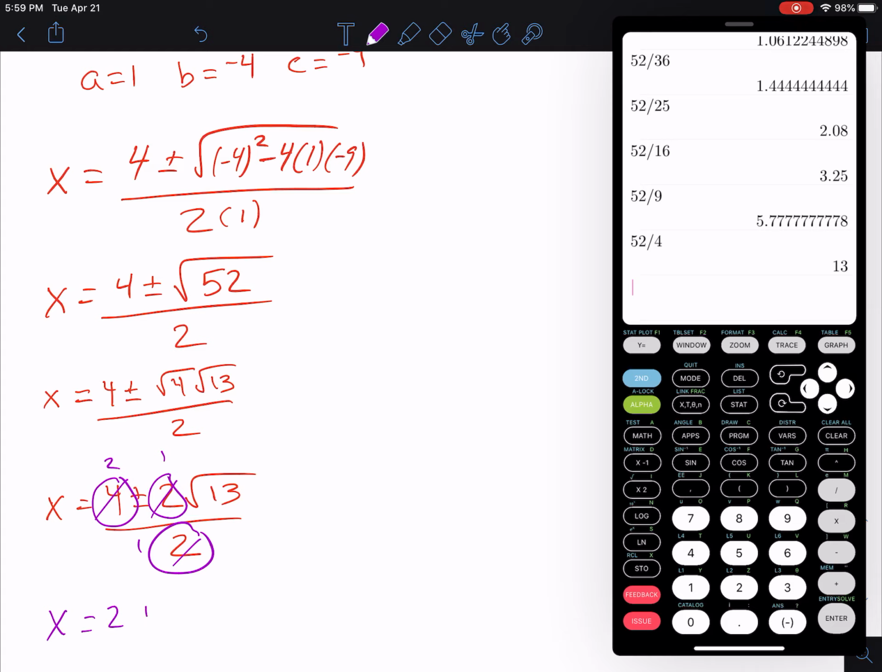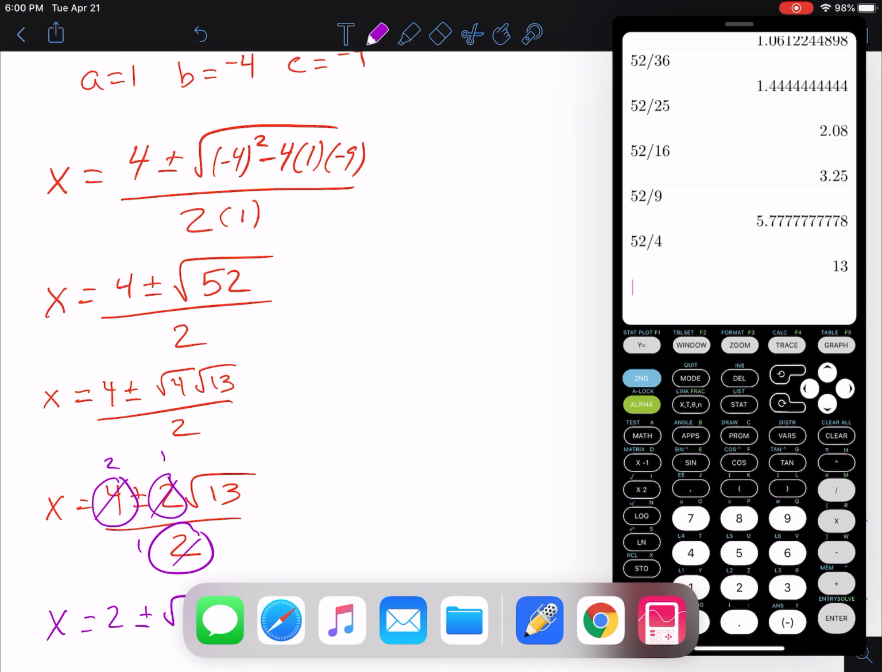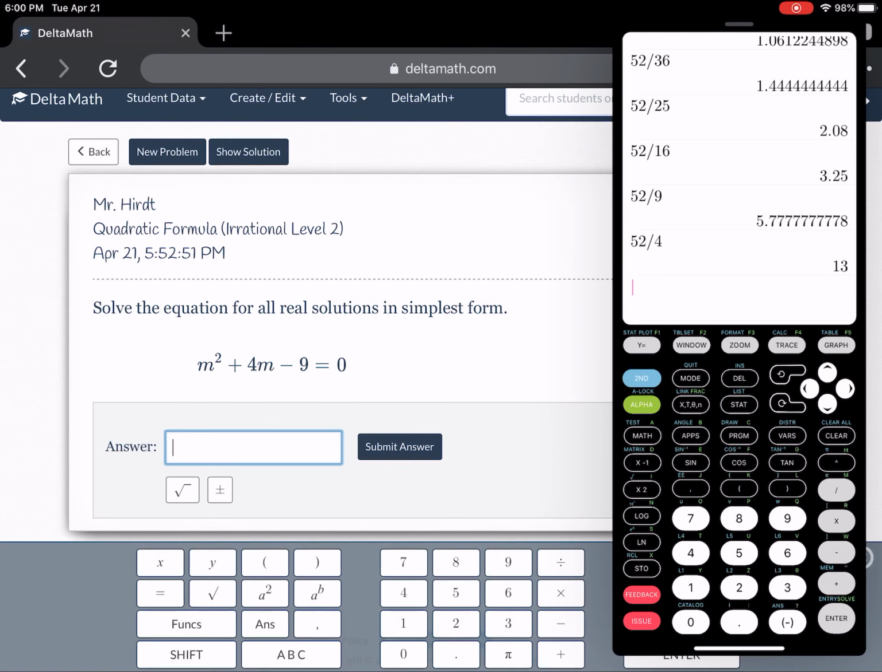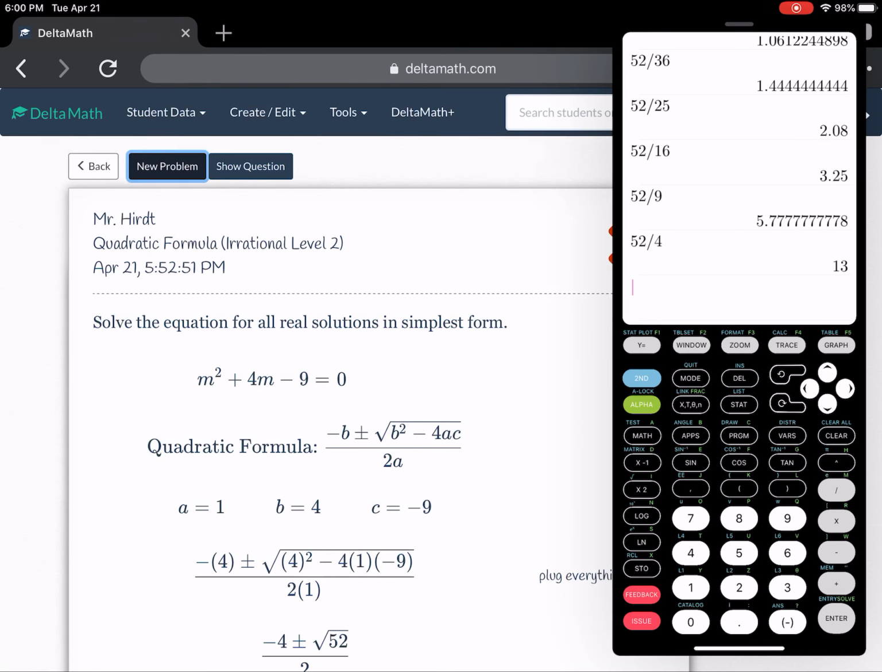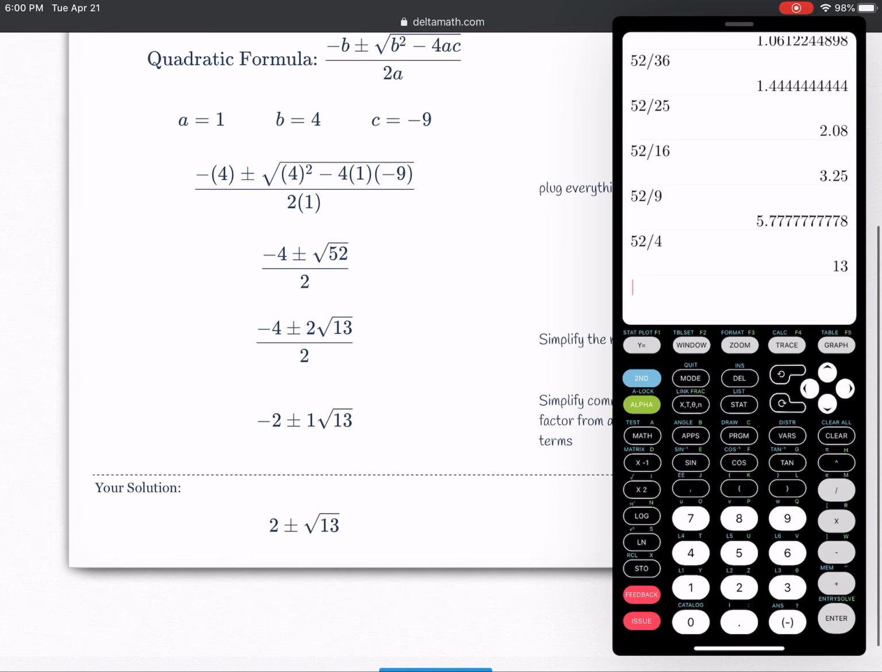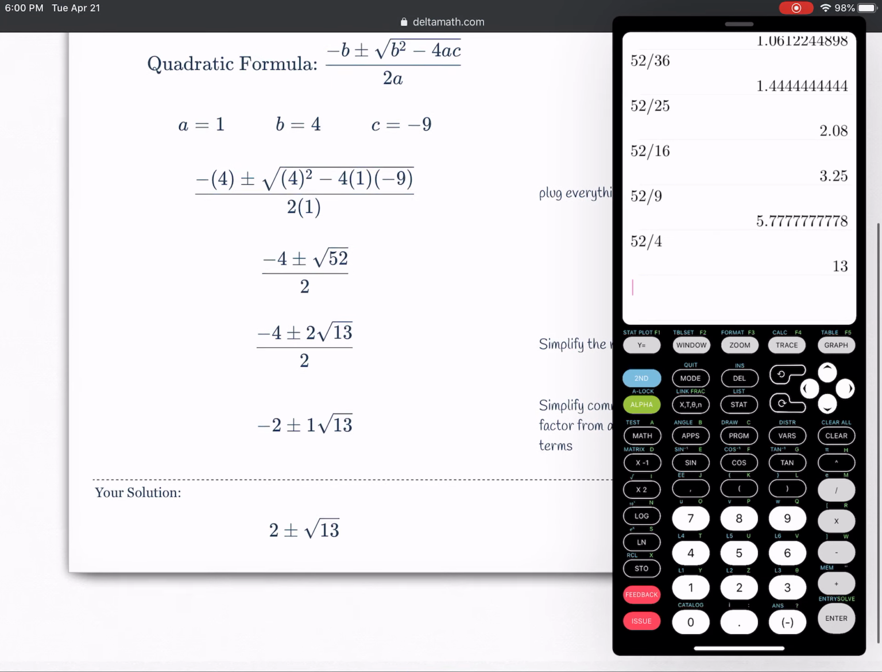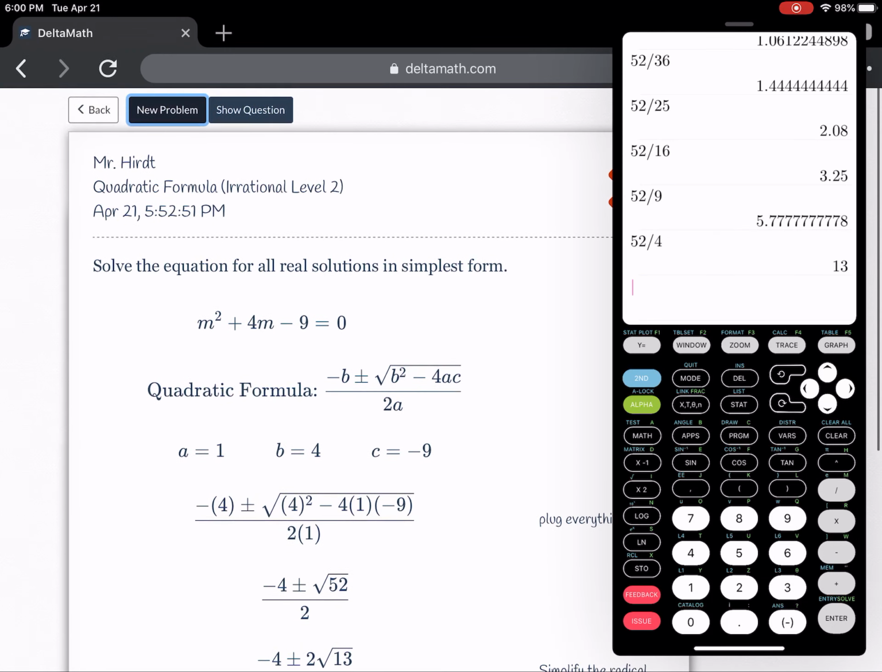So we get x equals 2 plus or minus radical 13. I'm not putting the 1 out in front. I don't have to. And the same thing, I don't have to put that 1 on the bottom. If it was any other number, I would, but since it's 1, I don't have to. So if we go back to our Delta Math assignment, we can plug this in as our answer. So 2 plus or minus radical 13. We're going to submit our answer. Oh, something went wrong. Okay, so let's see what happened here.